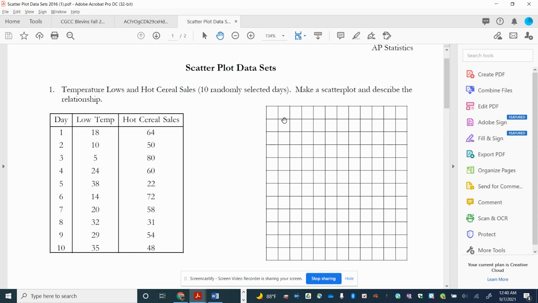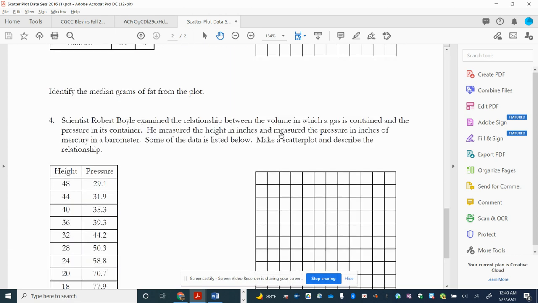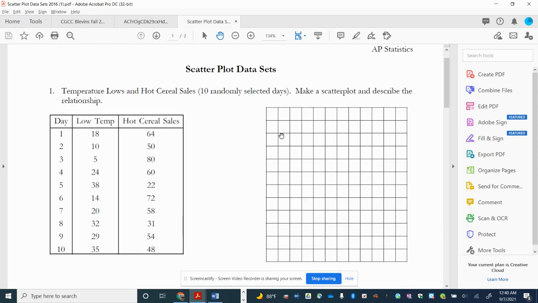So what you can see here on this document is a collection of different sets of data, and each of these different sets of data have two variables. So here on this first one, for example, we have 10 days recorded, we have the low temp, and the number of hot cereals that were sold.